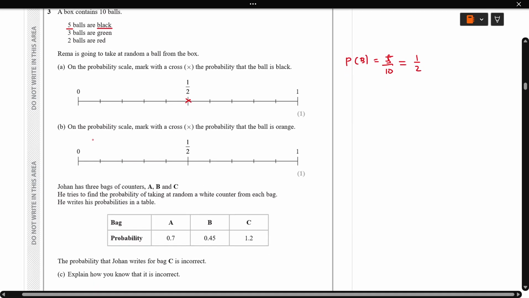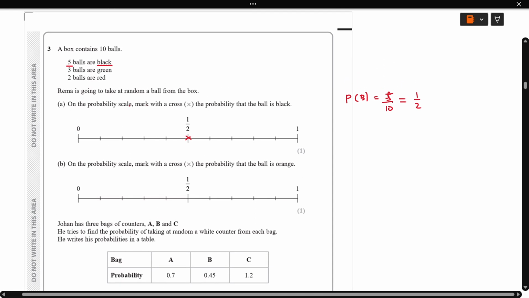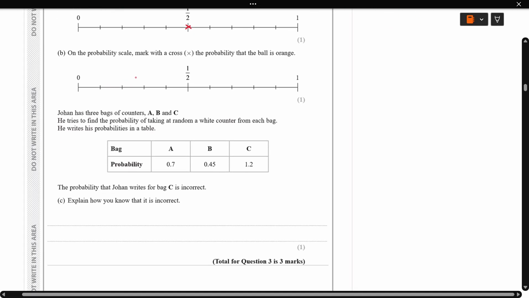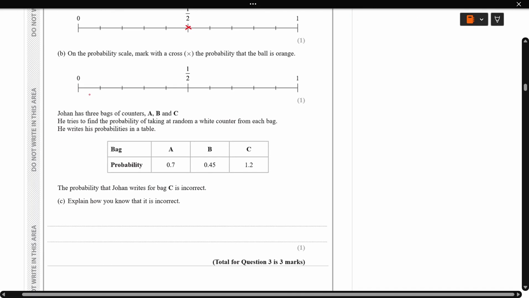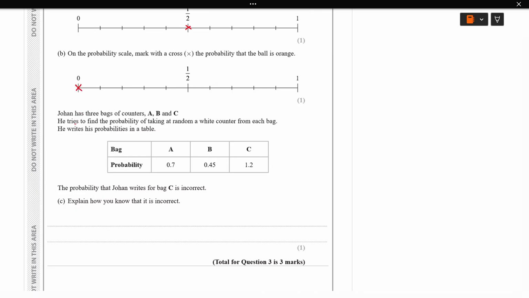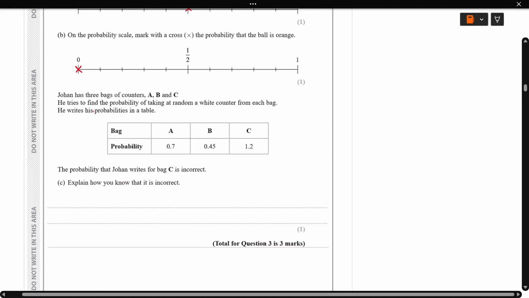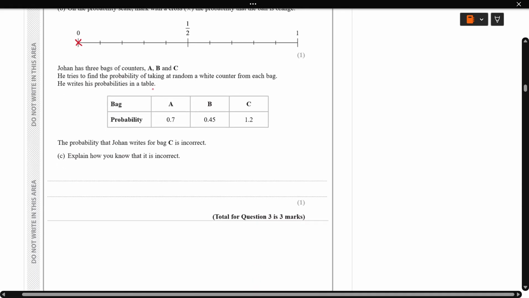Next, on the probability scale, mark with a cross the probability that the ball is orange. There are no orange balls here, only black, green and red. There is no orange ball, so the probability is going to be 0. If there are no such balls, the probability is 0. This is the point.